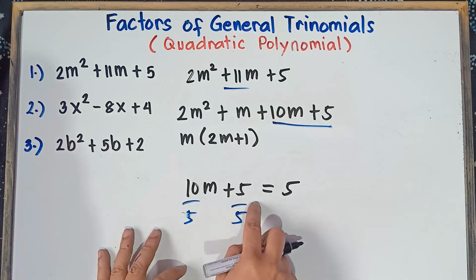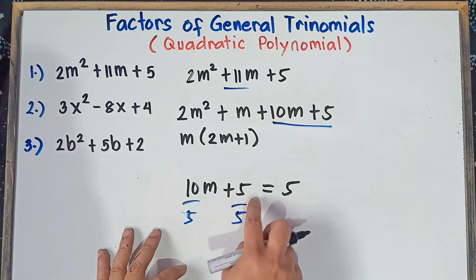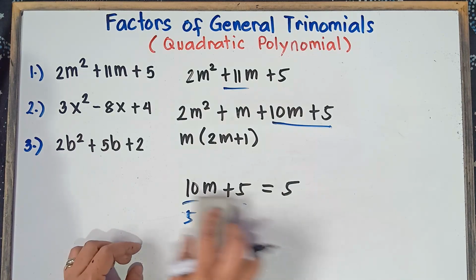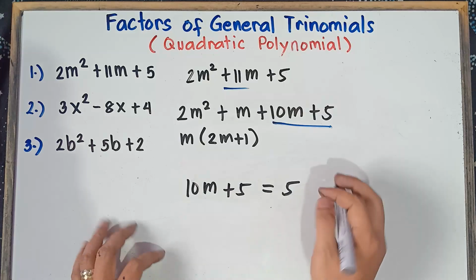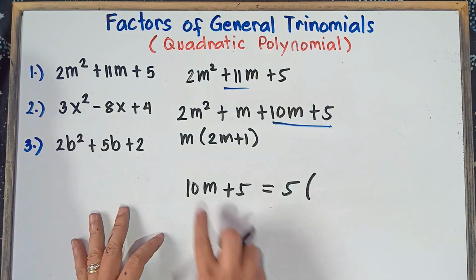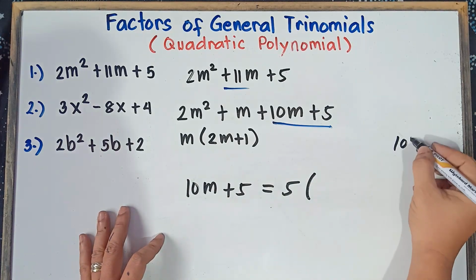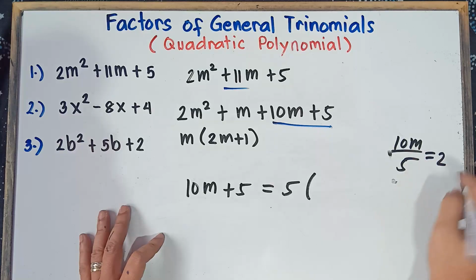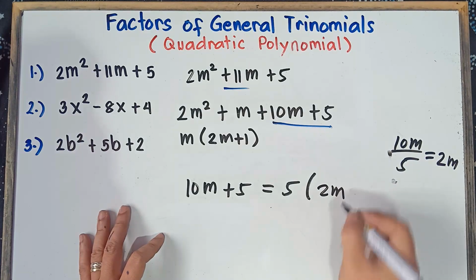Now for the variable, class, since this 5 doesn't contain any variable, we cannot factor out a variable. So the greatest common factor is only 5. Then put open parentheses and simply divide. 10m divided by 5: 10 divided by 5 is 2, simply copy m. So that would be 2m.